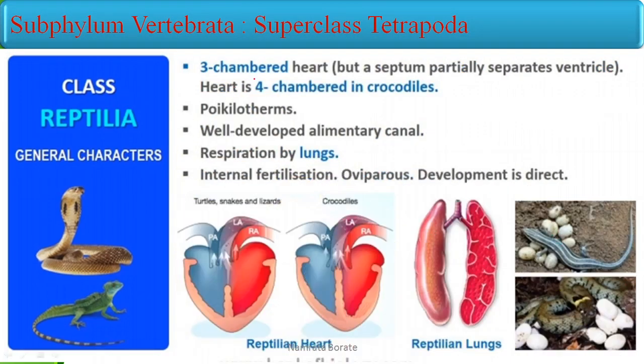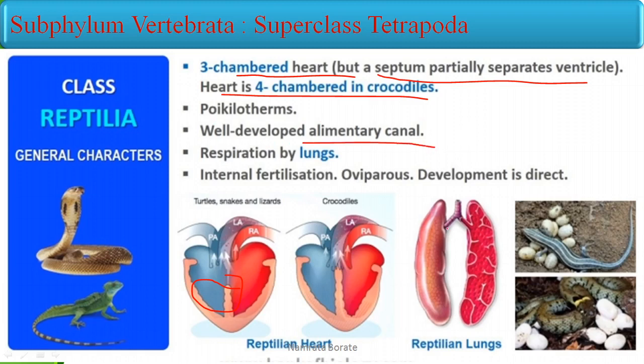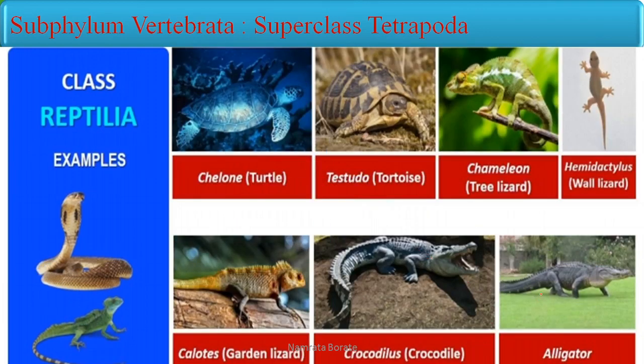Next, about the heart: it is a three-chambered heart, that's two auricles and one ventricle, but a septum partially separates the ventricles. You can see this septum partially separates the ventricles. The heart is four-chambered in the case of the crocodile. These are the significant features of Reptilia. They are also poikilotherms, means they are cold-blooded. A well-developed alimentary canal is there and respiration is by means of lungs. Internal fertilization is there. They are oviparous, means they lay eggs, and the development is direct.